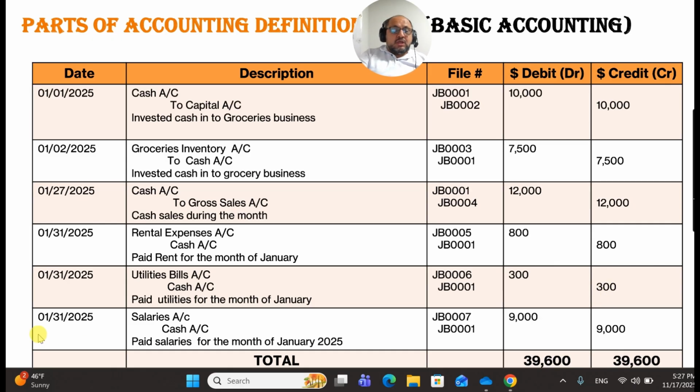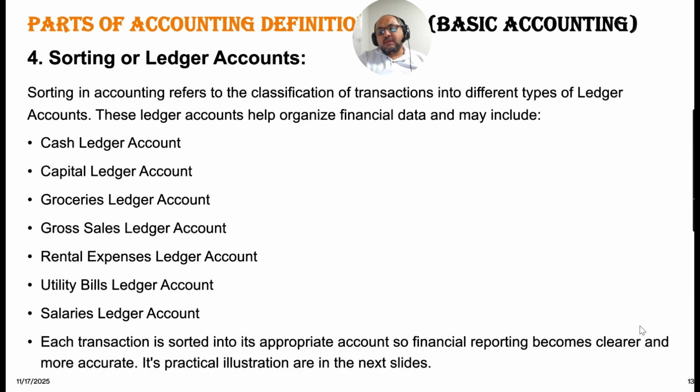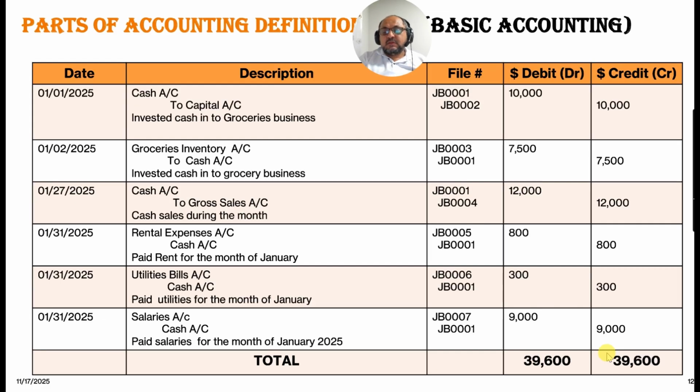Again, on 31st, he paid salaries. Salaries are also expenses. An increase in expenses, 9,000, is recorded as debit, and a decrease in asset, in cash, is recorded as credit. Decrease, credit; increase, debit.